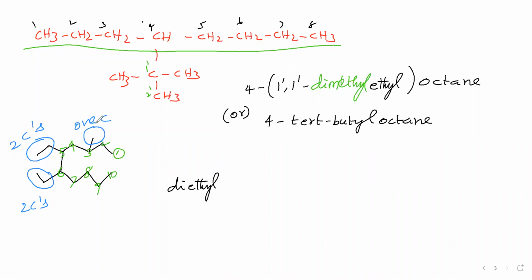This branch contains 1 carbon, therefore it is called methyl. Now we have to say the position. This methyl is present at the 3rd carbon, therefore 3-methyl. This ethyl is present at the 5th carbon, and this ethyl at the 6th carbon, therefore 5,6. Then a total of 10 carbon atoms are present, so the root word is dec. Here carbon-carbon single bond is present, therefore the primary suffix is ane.